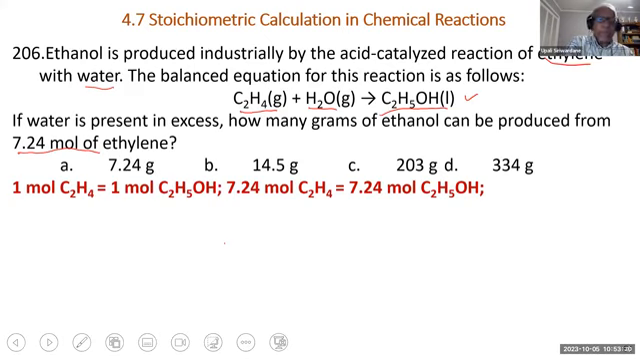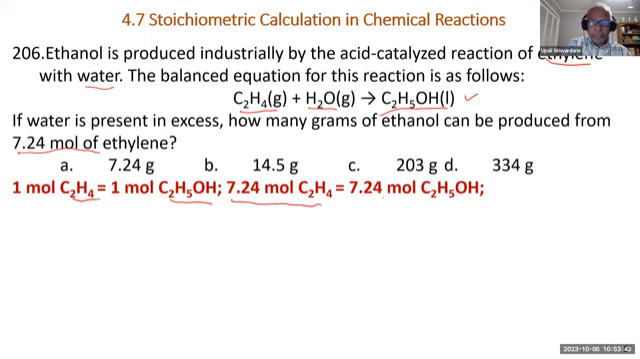Ethylene to alcohol, ethanol. First, you have to calculate moles of ethylene. You start with 7.24 moles of ethylene. It's 1:1. Therefore, you get 7.24 moles of ethanol. It's not the answer, we need grams.